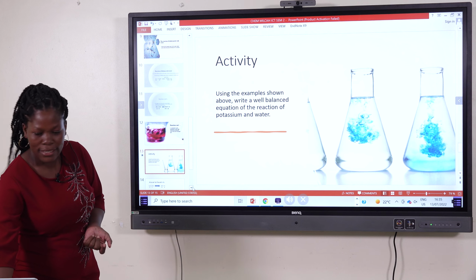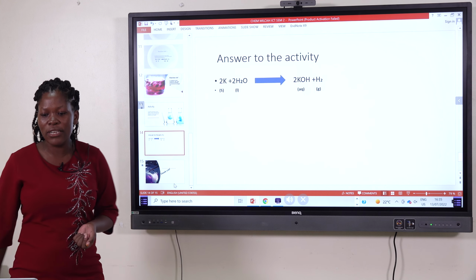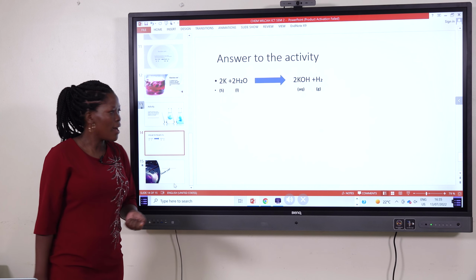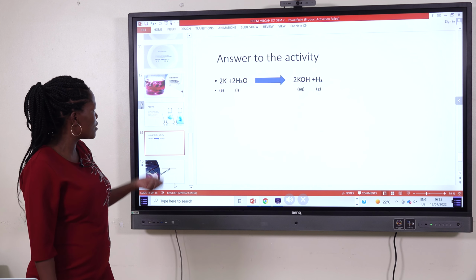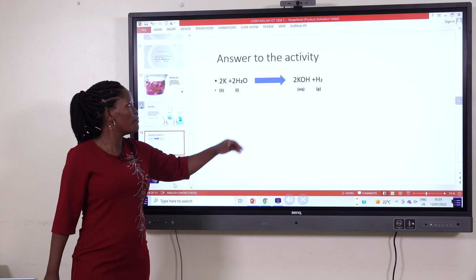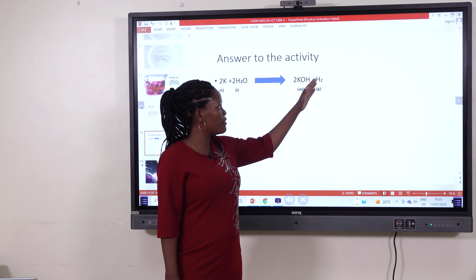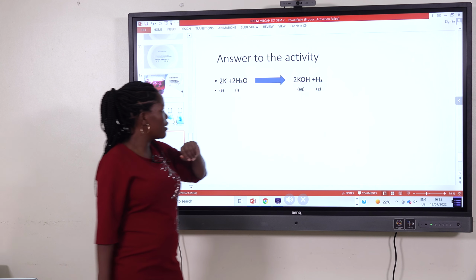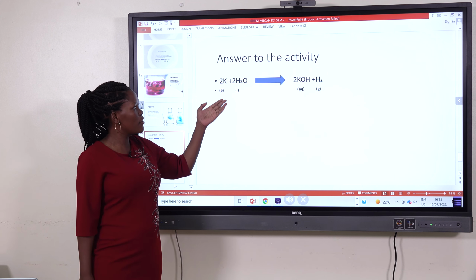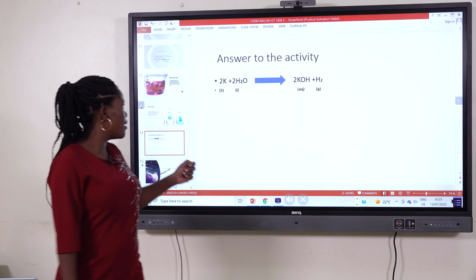Now after that, I'll expect, if you have done that particular question, that you need to get your answer to that particular question as shown, where we have 2 molecules of potassium, 2 molecules of water, 2 molecules of potassium hydroxide, and finally hydrogen gas. So we are saying you ensure that the equation is balanced, and then you put there the states.